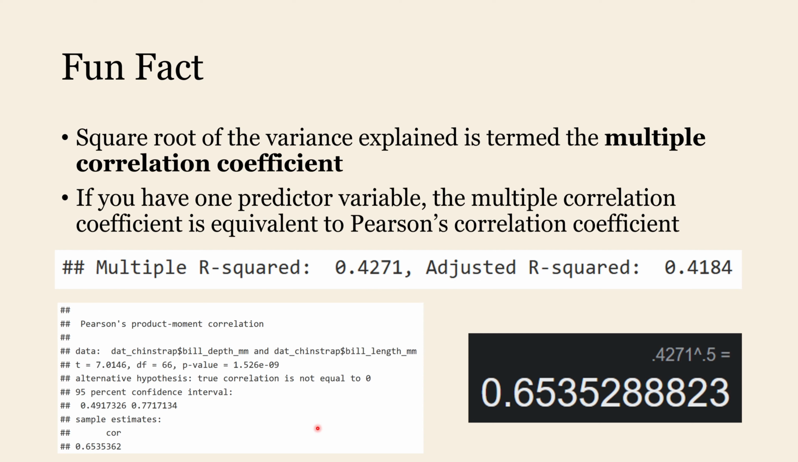The square root of the variance explained is sometimes termed the multiple correlation coefficient. There isn't really much advantage to reporting this relative to the standard R² measure. One interesting thing about the multiple correlation coefficient, however, is that when you run a regression model with a single predictor variable, the multiple correlation coefficient is equivalent to Pearson's correlation coefficient. So in our previous model, the multiple R² was 0.42. If we take the square root of 0.42, we get 0.654. And here we can see on the left that our correlation estimate is exactly the same, give or take some rounding error. This is just to emphasize that correlation analysis shares a lot of similarities to regression analysis.